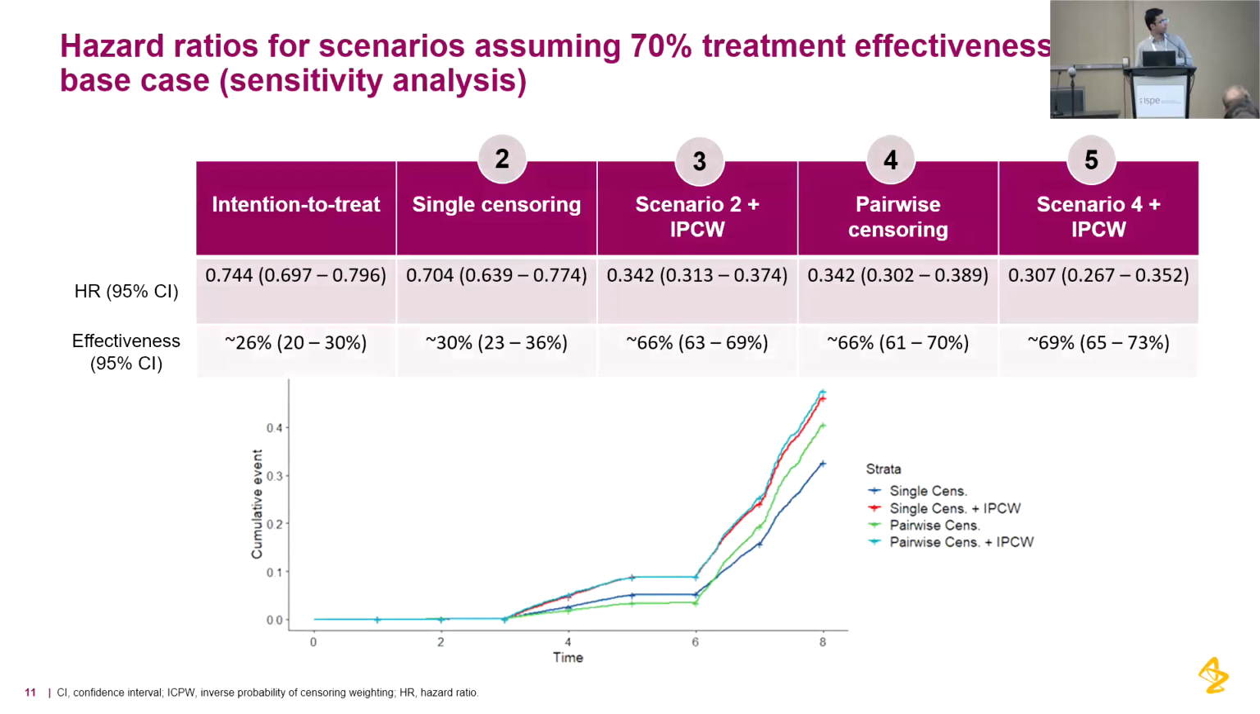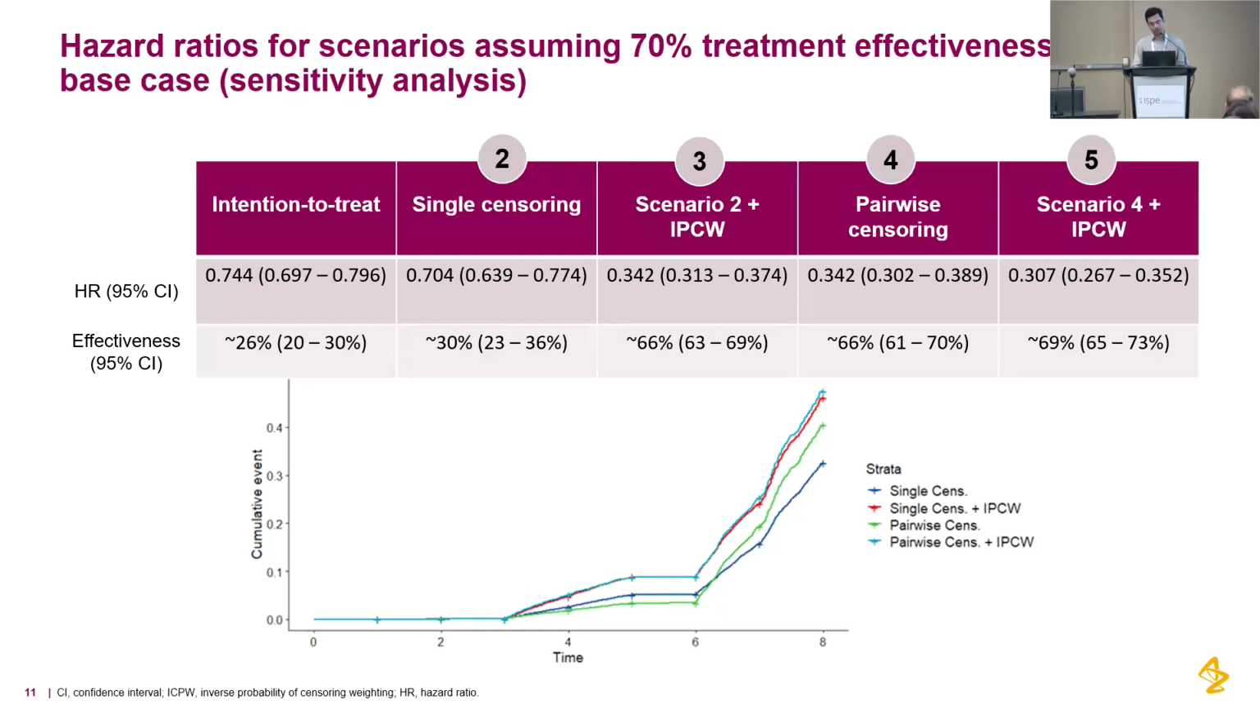Yeah, so single censoring without IPCW, again, was associated with bias. The effectiveness estimate was 30%, so single censoring significantly underestimated the treatment effect, and all of the other scenarios 3, 4, and 5 managed to approximate the true hazard ratio quite closely. With the cumulative incidence plot, it's the same kind of pattern that we saw previously. Pairwise censoring without IPCW underestimates the cumulative incidence plots.